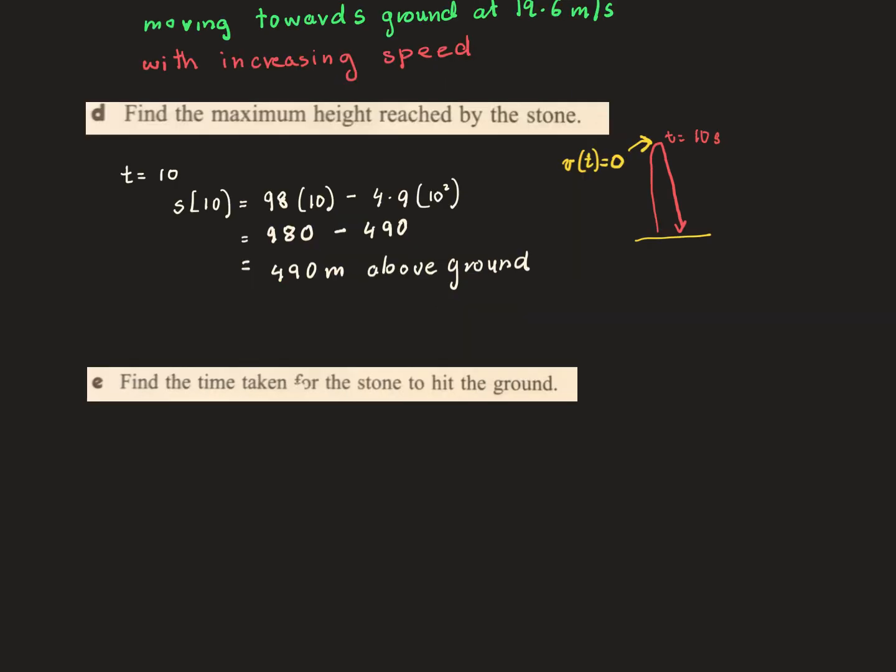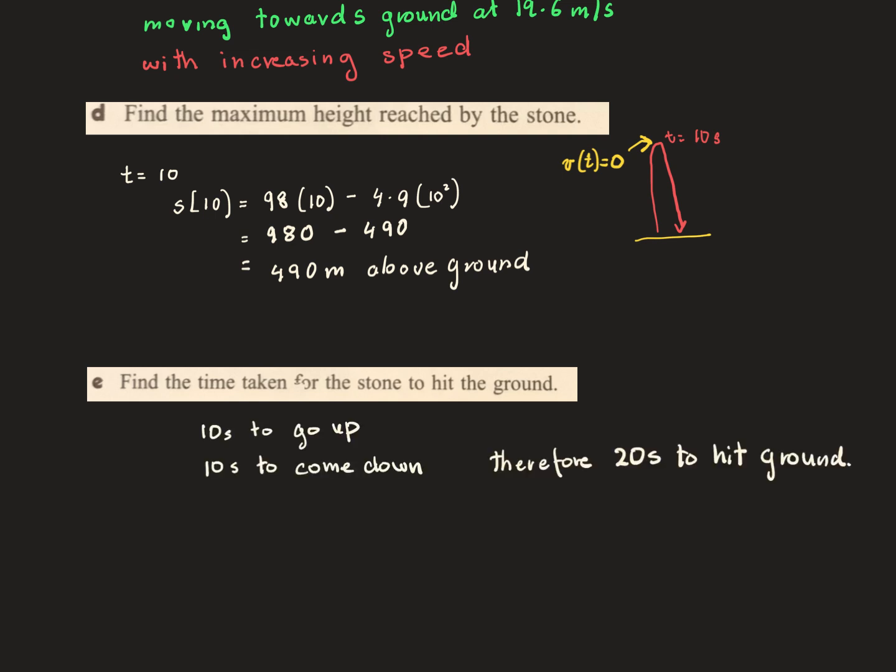Now to find the time taken for the stone to hit the ground, if it took 10 seconds for the stone to go up, it'll take 10 seconds for the stone to come down. So altogether, it'll take 20 seconds.